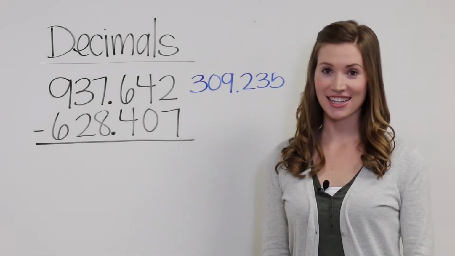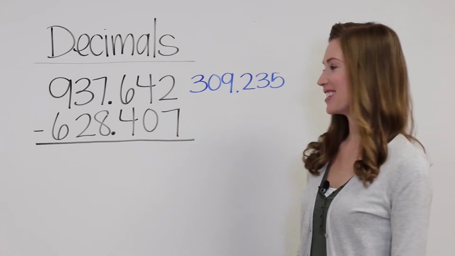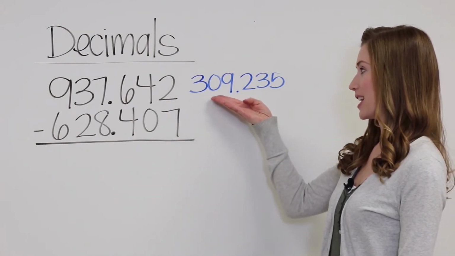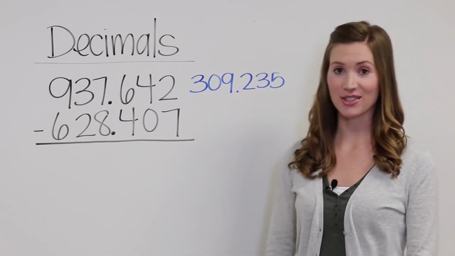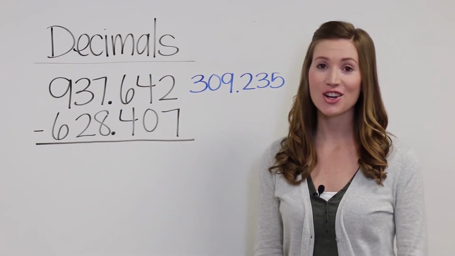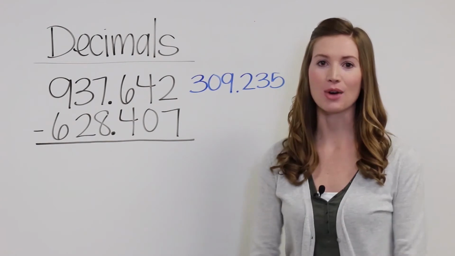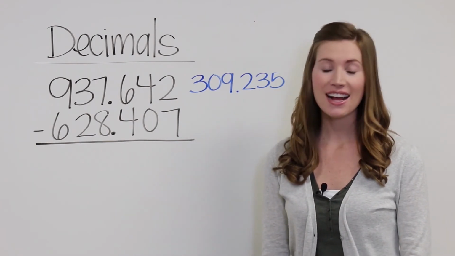Are you ready to check your answer? Let's see how you did. You should have gotten 309 and 235 thousandths. If you did, great job. Go ahead and continue on to problem 4. If you didn't, that's okay.